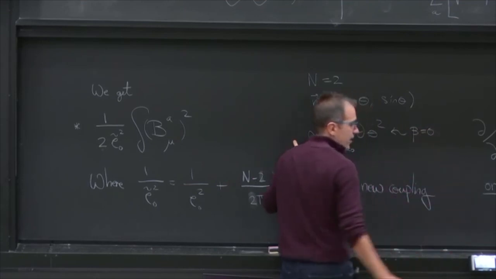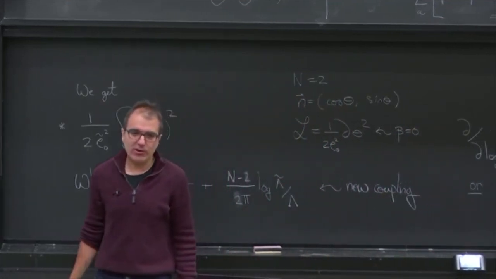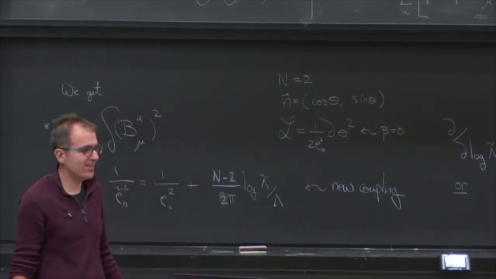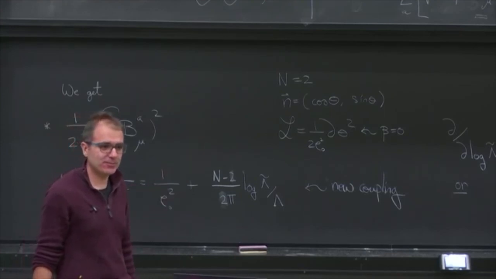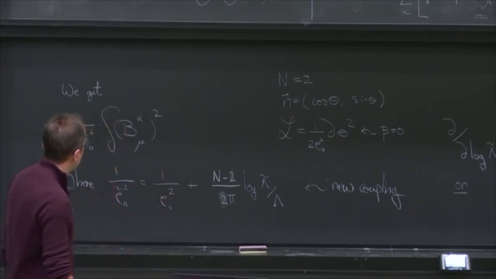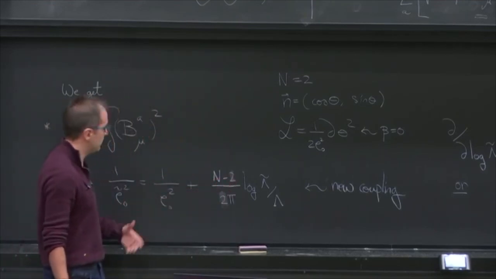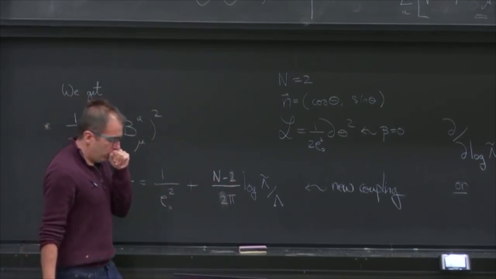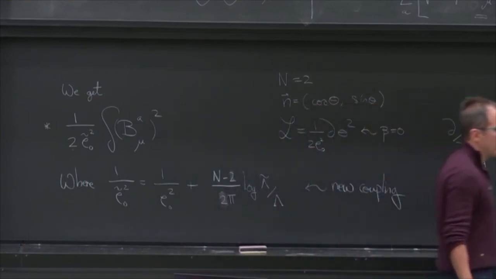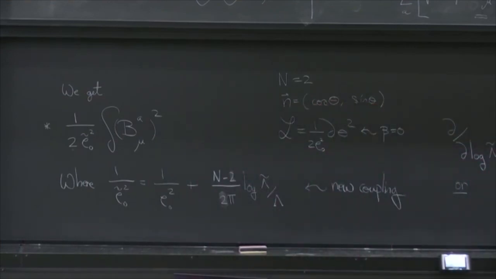So it was a check that we made no mistake. Or rather, a way of fixing our mistake that we made there in the middle. Right? It has to be proportional to this n minus 2. Indeed, for n equals 2, there is no running of the coupling.